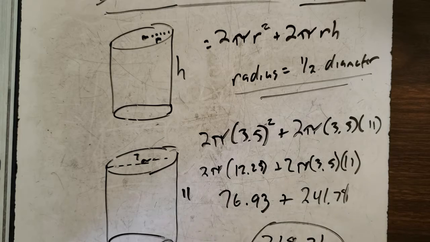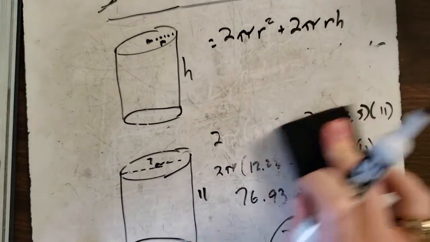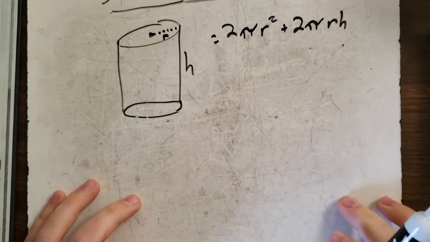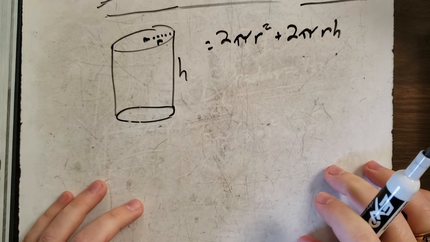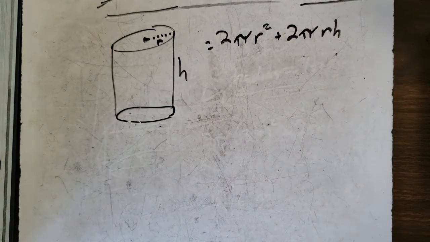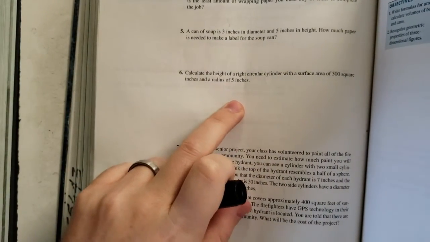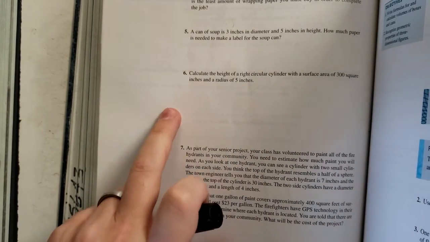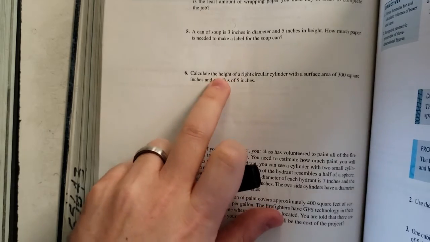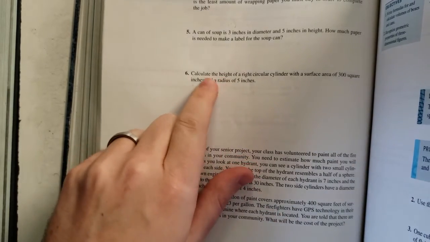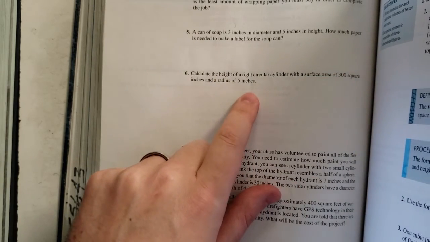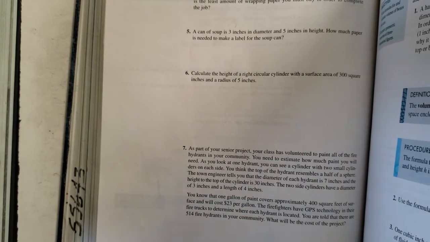Let's do one more on cylinder. So this is going to be number 6, okay? It says calculate the height of a right circular cylinder with a surface area of 300 square inches and a radius of 5 inches. So what's the question asking us for? It wants the height. Calculate the height. We have our surface area of 300 and our radius of 5.